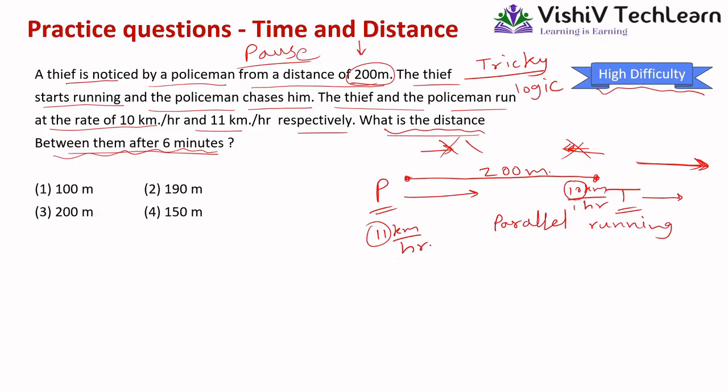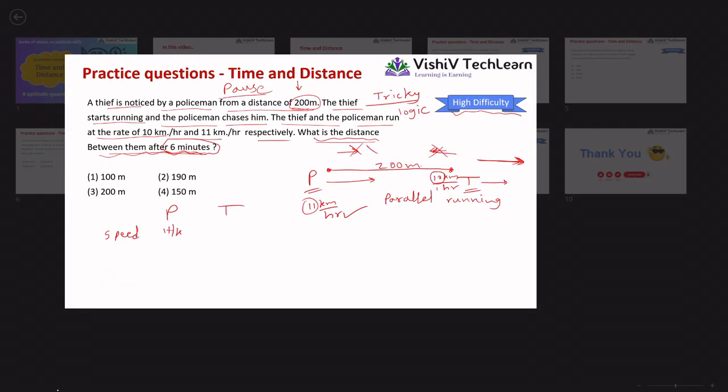Now instead of hours, we have to talk about minutes. So we need to convert it. So we can write it down over here again. Speed of policeman is 11 kilometers per, sorry, let me erase this.